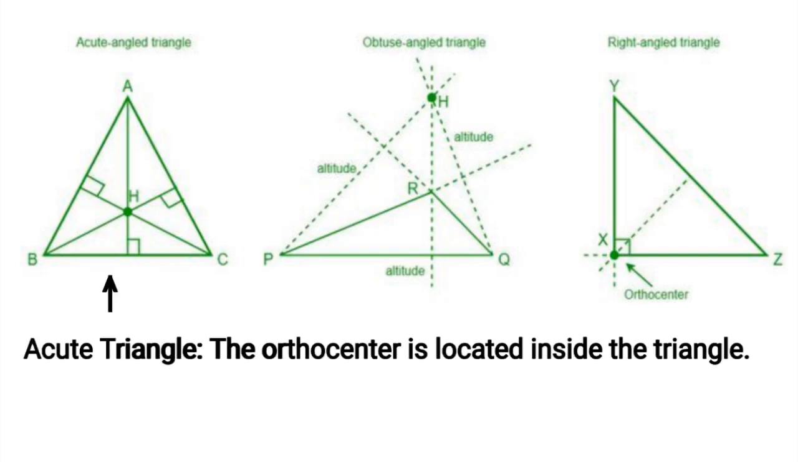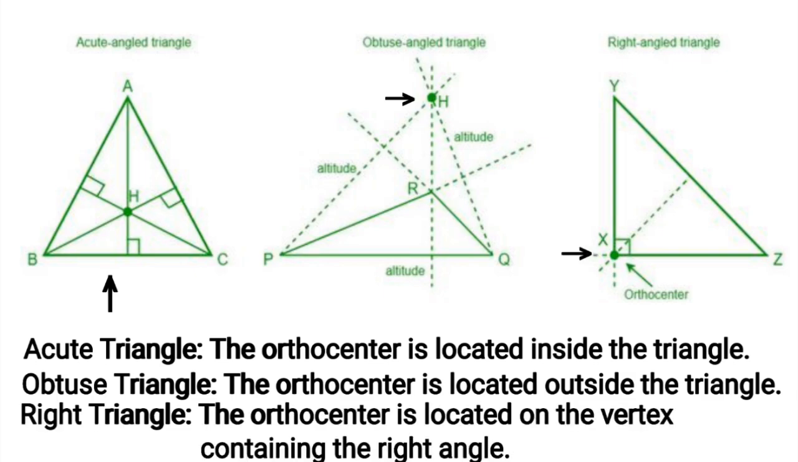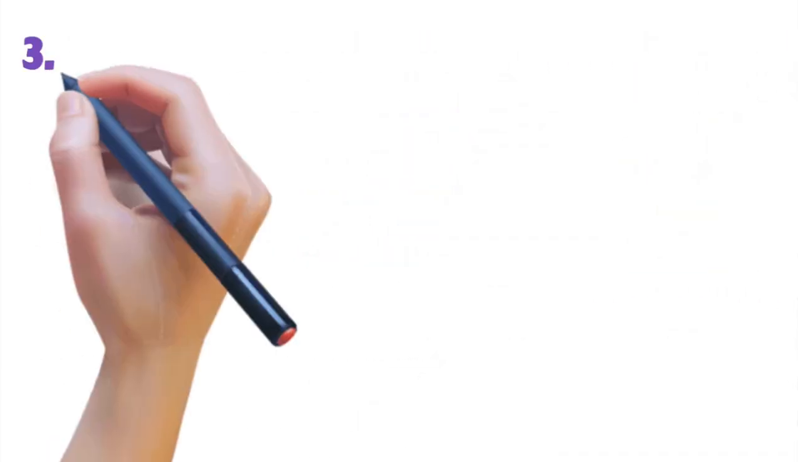In an acute triangle, the orthocenter is located inside the triangle. In an obtuse triangle, it is located outside the triangle. In a right triangle, it is located on the vertex containing the right angle.